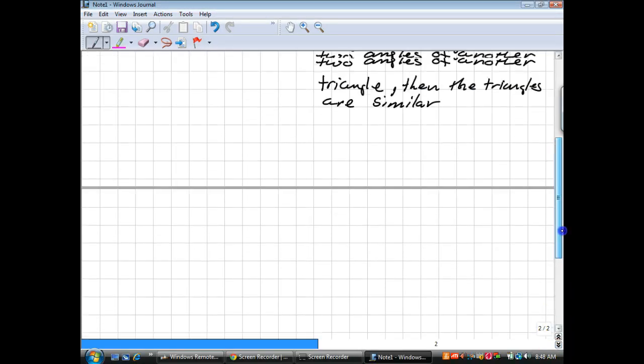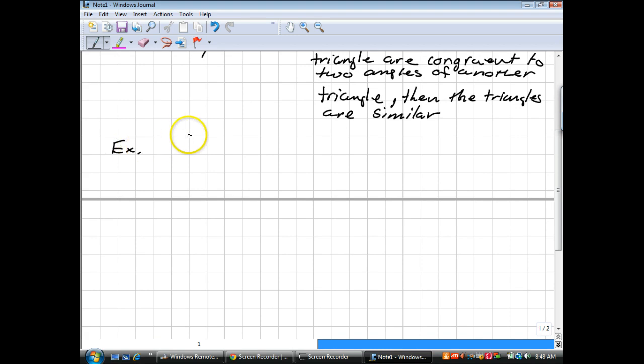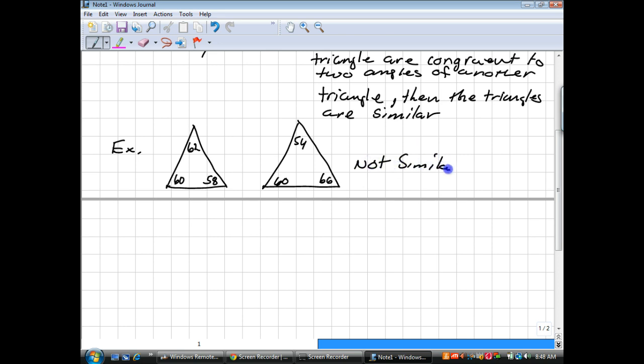Okay, so for instance, example, let's say I have this triangle and this triangle, and I want to know if they're similar. And I know this angle is 62 degrees, this one is 60, this one is 54, this one is 60. So we find the third angle of each one. This one is 58, and this one is 66. And no two angles of one are congruent to two angles of another, so these are not similar. So we can say definitely that they're not similar.